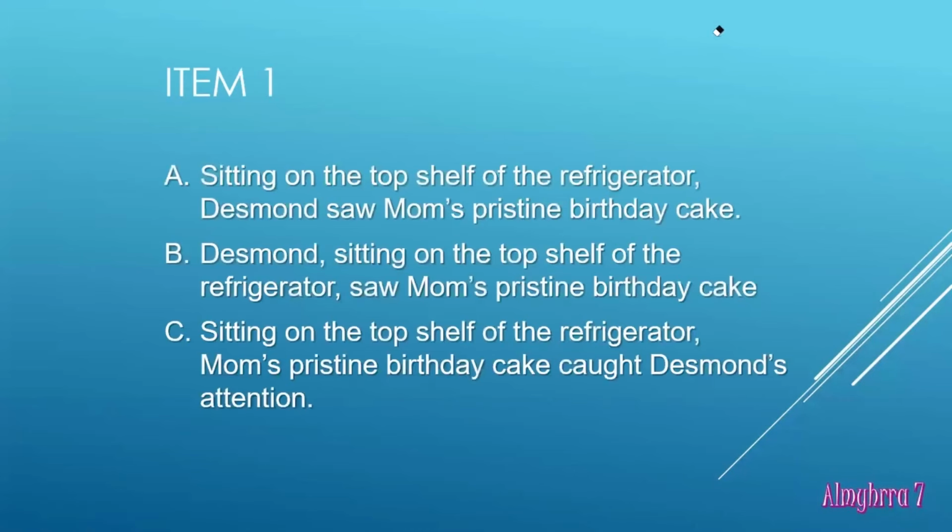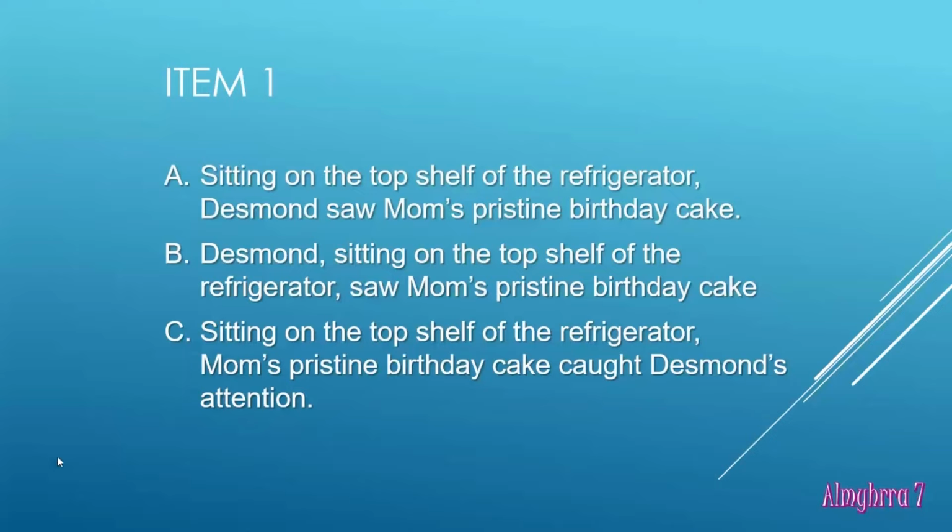Okay, item number 1. Which sentence has a dangling or misplaced modifier? Is it A, sitting on the top shelf of the refrigerator, Desmond saw mom's pristine birthday cake? Is it letter B, Desmond, sitting on the top shelf of the refrigerator, saw mom's pristine birthday cake? Or letter C, sitting on the top shelf of the refrigerator, mom's pristine birthday cake caught Desmond's attention?